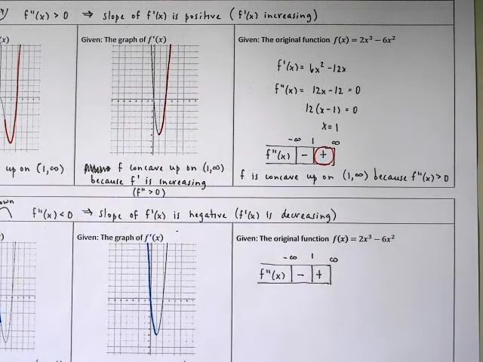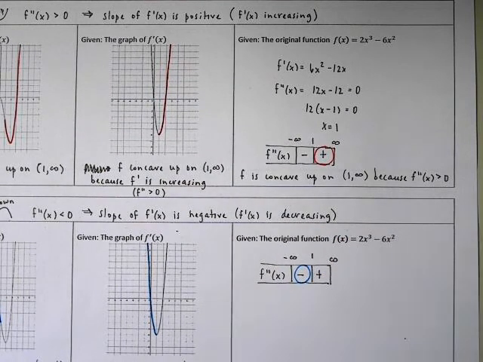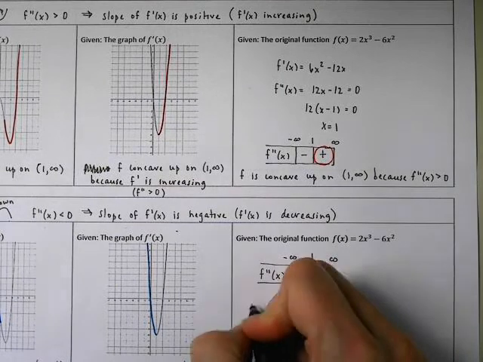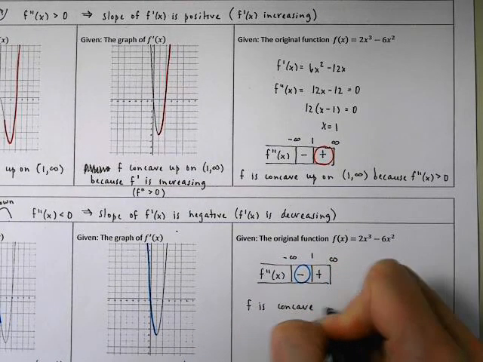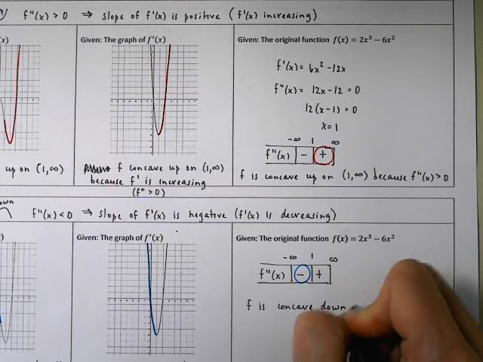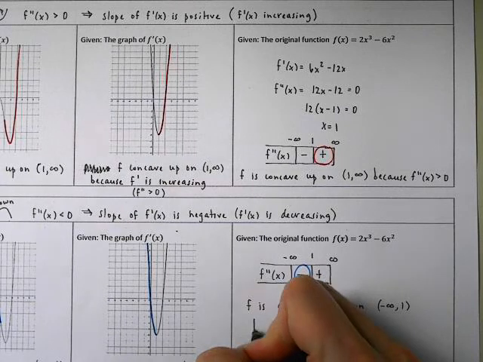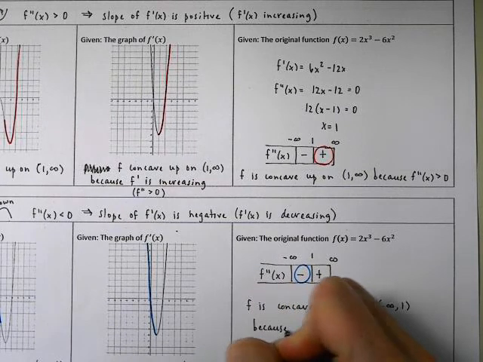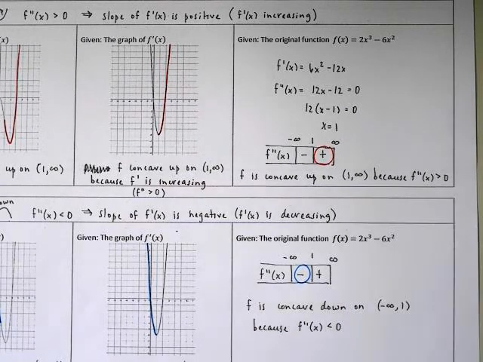Now we would be looking for where that was less than 0, which is over this interval. So we would say f is concave down on the interval from negative infinity to 1 because f double prime of x is less than 0.